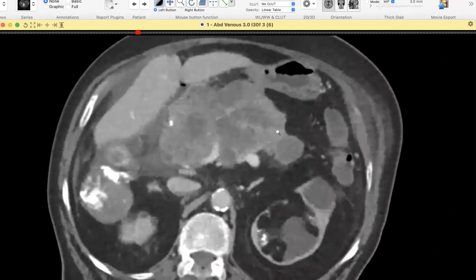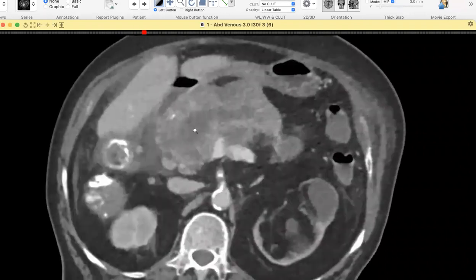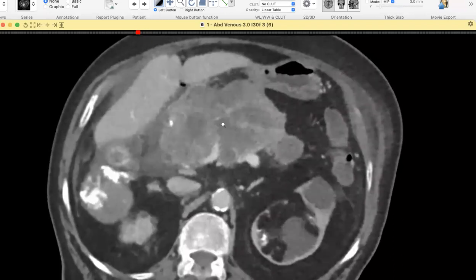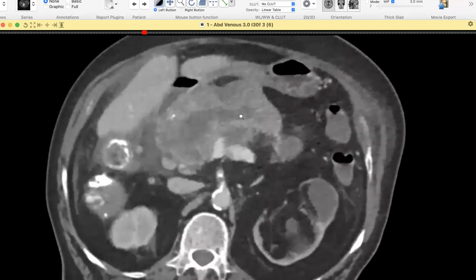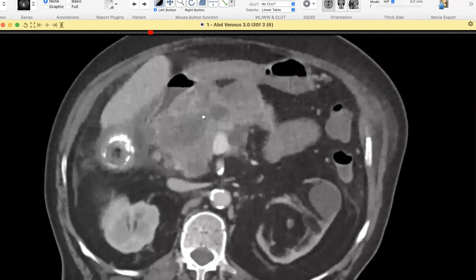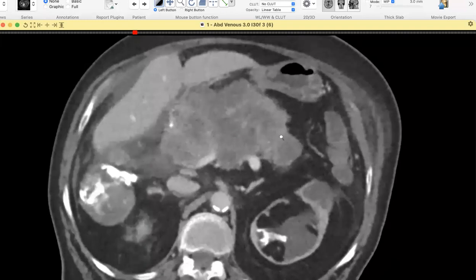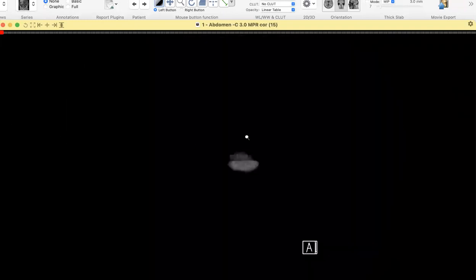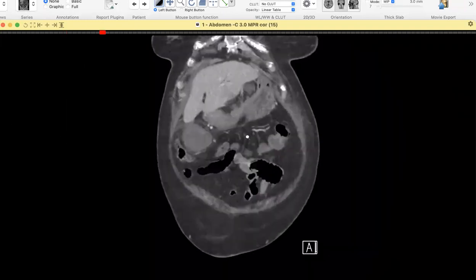So, just scrolling very slowly over here for you to notice this. The lesion is all over here. The duct is dilated, and over here there's some suspicion of communication with the duct. Some of the lesion is apparently communicating with the duct. So ideally, you should ask for a coronal recon for this.